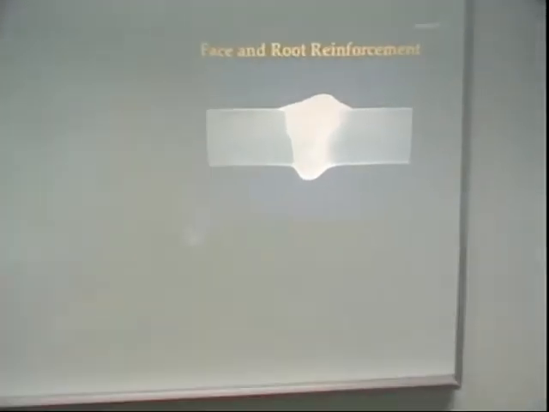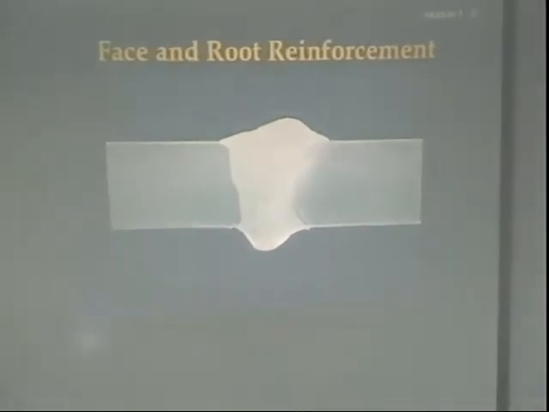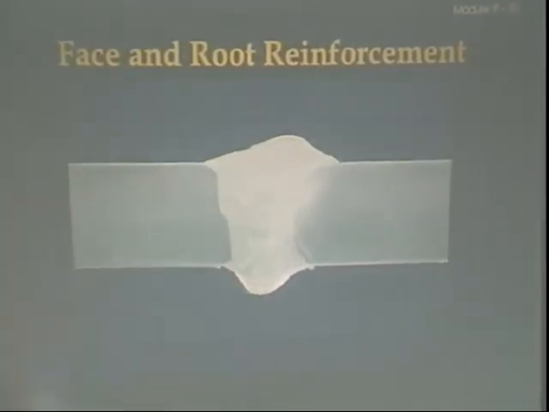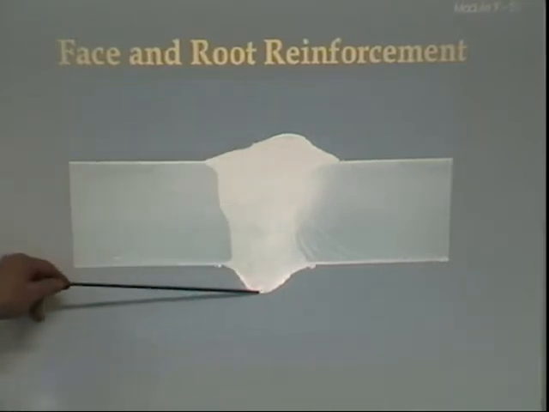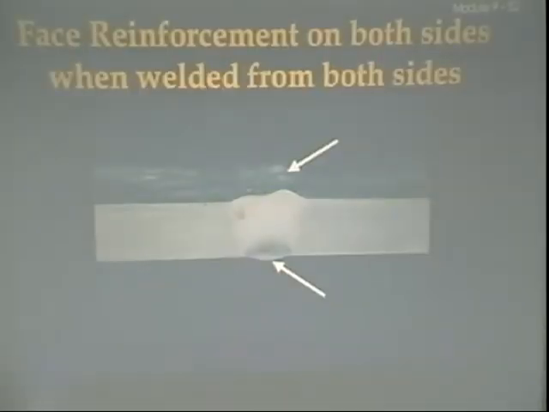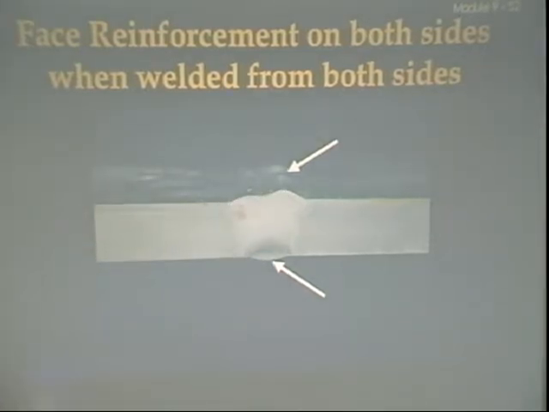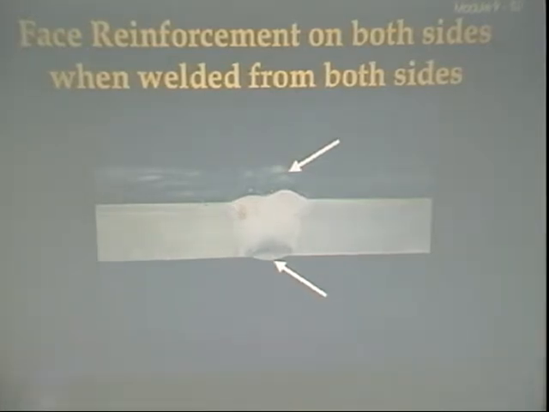You've got this in your book. They have excess face reinforcement and excess root reinforcement. And remember, they put limits on this, typically 1/16 to 1/8 of an inch on root and face reinforcement. Face reinforcement from both sides. If it's been welded from both sides, then you have to call it face reinforcement from both sides. It's no longer considered a root reinforcement because it's been welded from both sides.